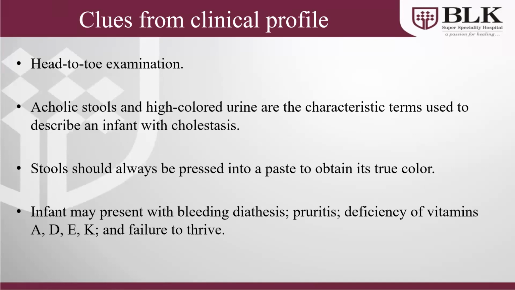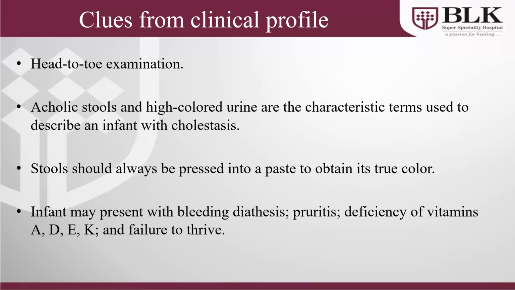And while examining a child, a good head to toe examination is very important. Always look for acholic stools by yourself and try to look at 2 to 3 different samples rather than just looking at one sample, and do not trust parents; always try to look at the stools yourself. Always try to look for high colored urine, and most stools of infants are pasty, but if an infant is passing a solid stool, then it should be pressed into a paste, and just try to see the core of the stool.